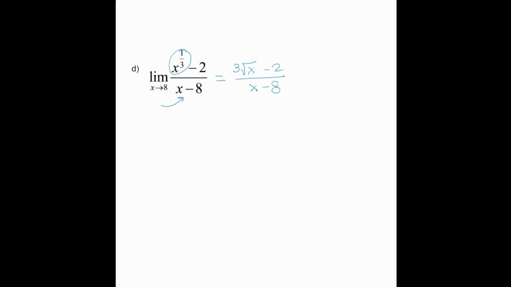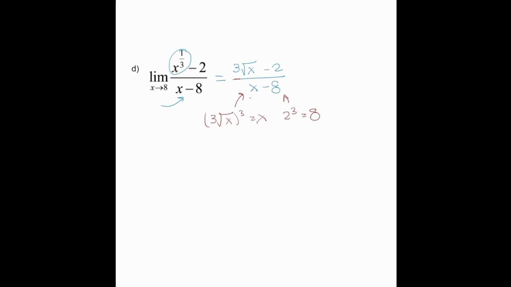The reason that this is going to work, and we need to think about this for a second, is that on the top I have the cubed root of x, and on the bottom I have x. Well, it just so happens that if I were to cube the cubed root of x, that equals x. So if I had the cubed root of x cubed, that equals x. Well, guess what? The cube of 2 is equal to 8. So I am able to use this idea of a difference of cubes.